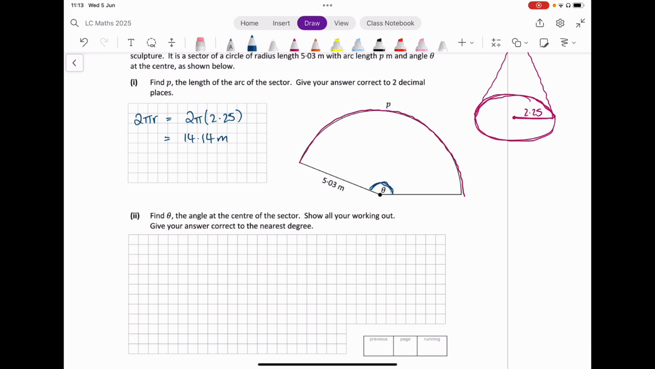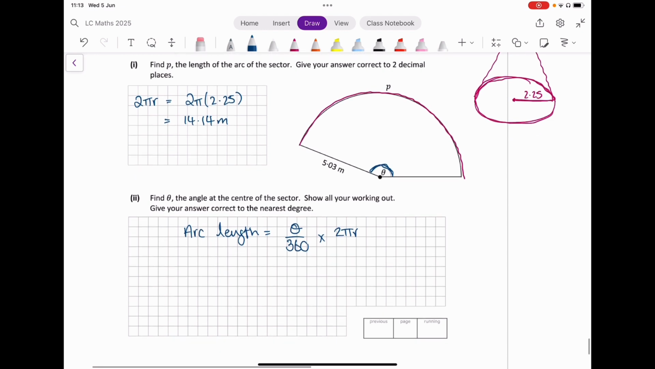Now the next one then says find the angle here in the center. Okay. And we know that our arc length of a sector from our log tables is going to be equal to theta, the angle, over 360 multiplied by 2 pi r. So we've already got that. We know that that's 14.14 from above. So let's plug in what we know. The radius now of my bigger circle here is 5.03. So we're going to multiply that by 2 pi by 5.03. And that's all going to be equal to 14.14.